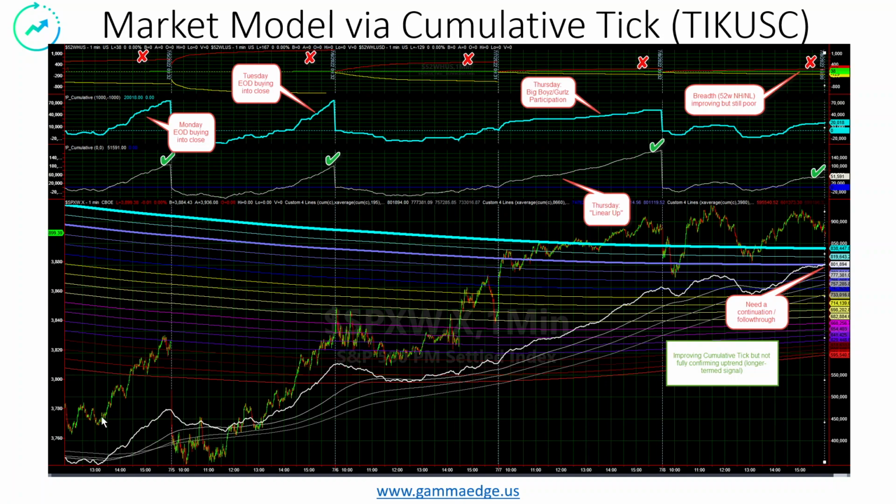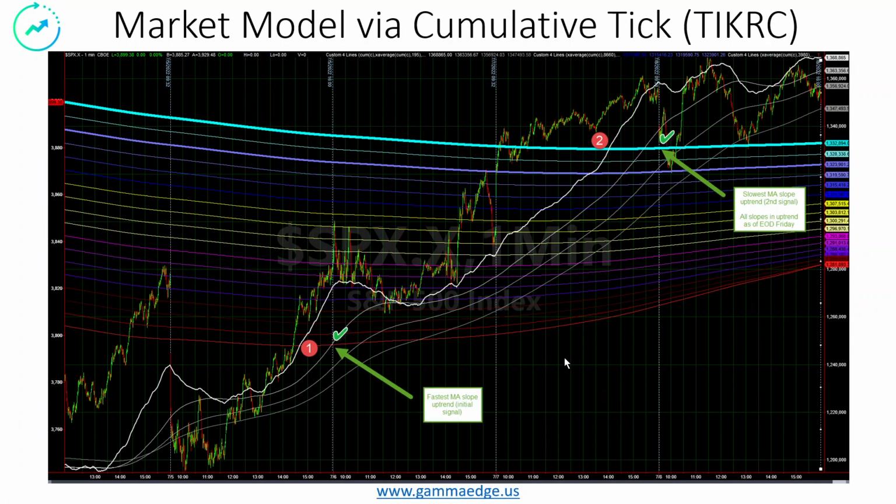You can see that if you would have gotten in as it started to transition, you actually could have ridden the SPX up quite a good distance. And we have been doing this consistently all last week in the Gamma Edge Discord. I would urge everyone to come and learn how to do this.